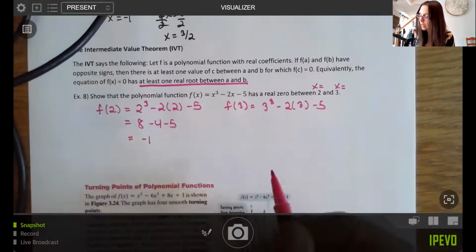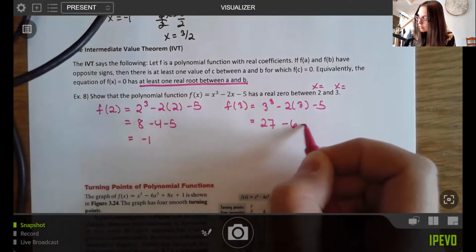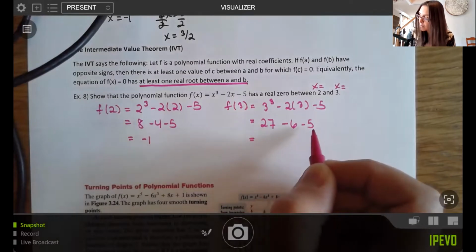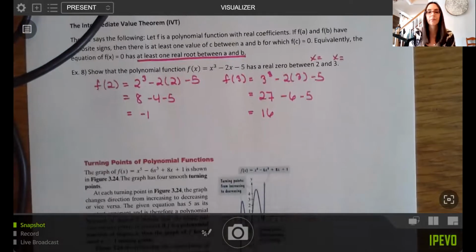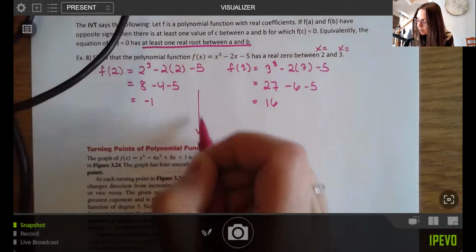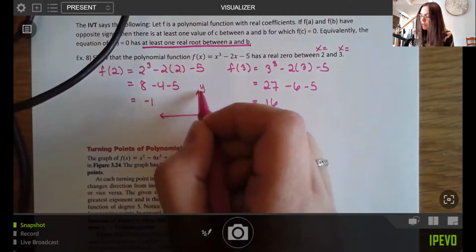When I plug in 3, I have 3 cubed, which is 27. 2 times 3 is 6. So I have 27 minus 6 minus 5. So what's that? It's going to give me 16. Now I'm not drawing the full graph here. I'm not doing n values or anything like that. But let's see what's going on here.